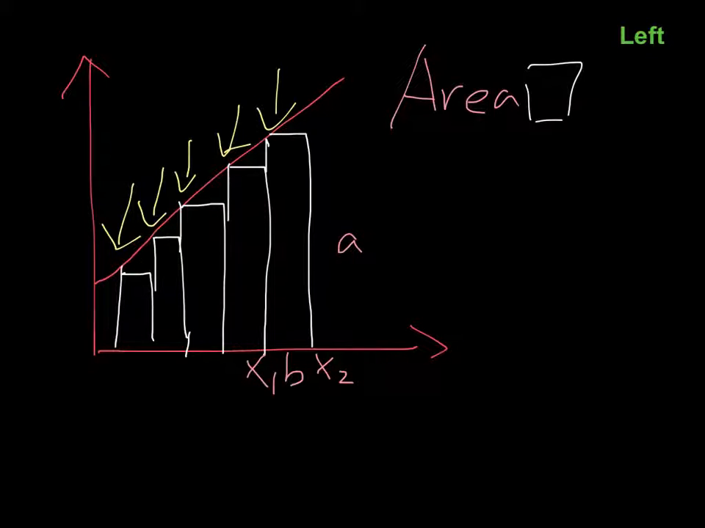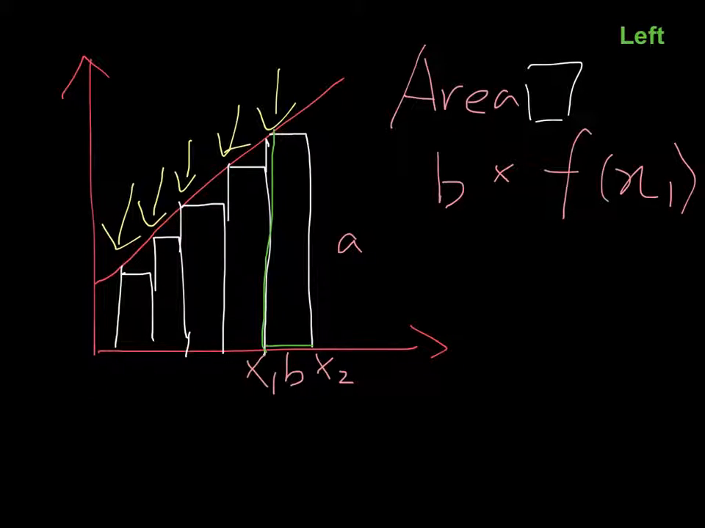The area of one of the rectangles will be b times f(x1). You may pause the video and think about it for a second. So let me explain why the formula of the rectangle's area is like that. We have our width, which is b, right here, and f(x1) is in fact the length of the left boundary of this rectangle. And that's how we get the area of one of our rectangles.